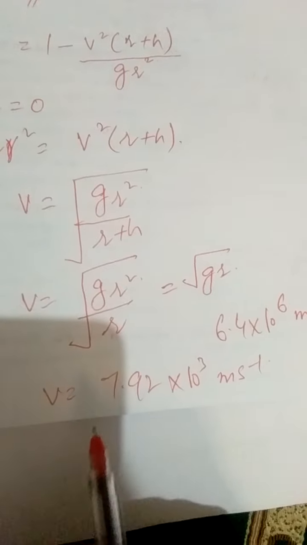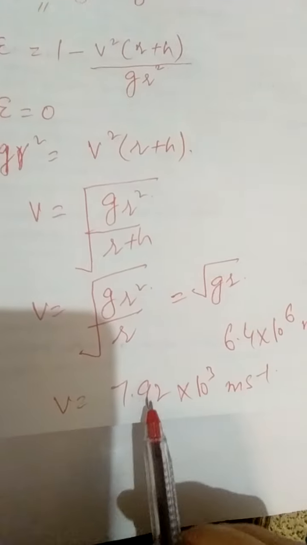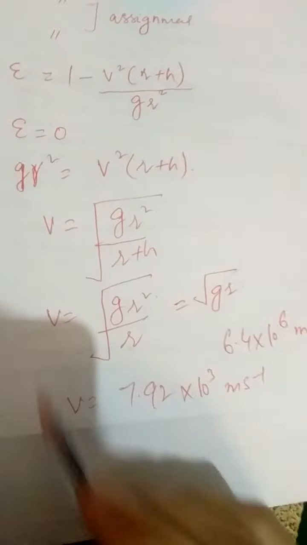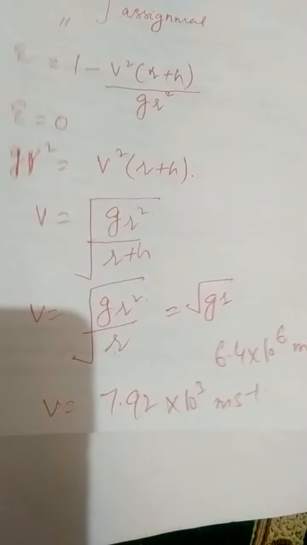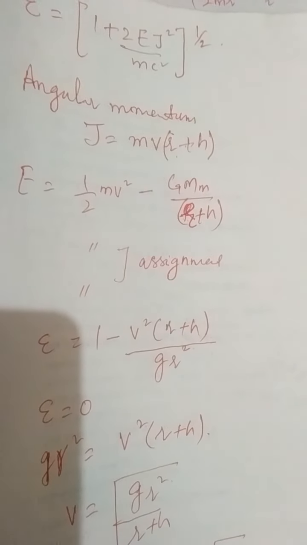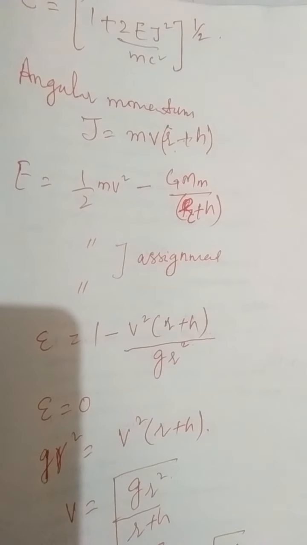This is the velocity with which an object should be projected in outer space so that it becomes a satellite of the Earth and begins to rotate around it in a circular orbit, right? So I hope that gives you a superficial idea of the motion of satellites revolving around the Earth in a circular orbit. So that's all.